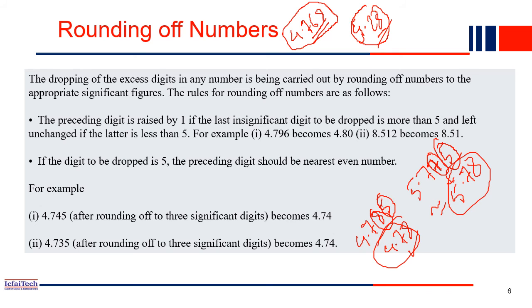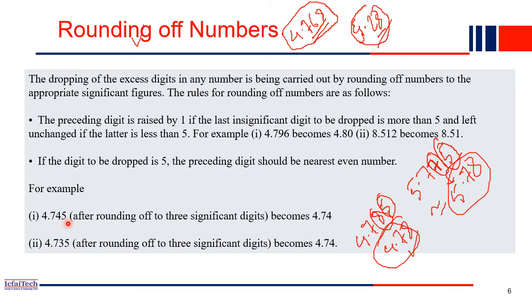So this is the rounding off rule. You understand, the rounding off rule is very easy. If the last digit is more than 5, then we increase this digit by 1. If it is less than 5, then we'll keep it as it is. But if it is 5, then we'll go to the even number, whichever neighbor is the even number. So if you see, this is the example shown.